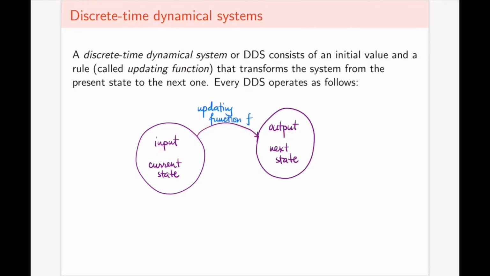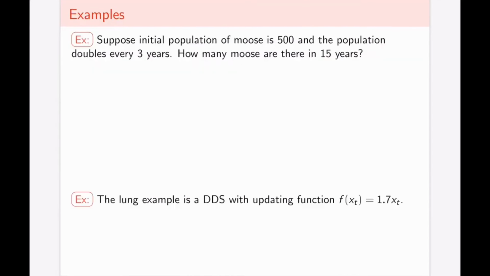The current state is normally denoted by some variable, let's call it m, sub t for time t, and then of course the next state would be at time t plus 1. The updating function, if we call it f, will therefore take m sub t as the input in the function notation and produce m sub t plus 1 as its output. Take a look at the first example of such a system.